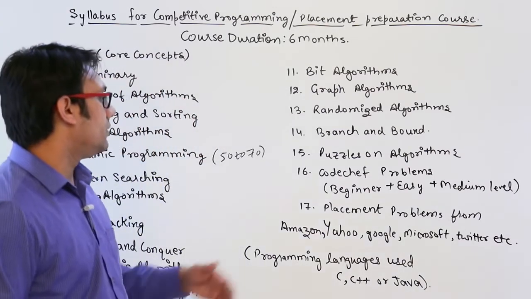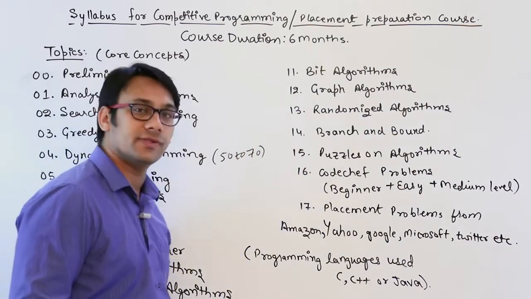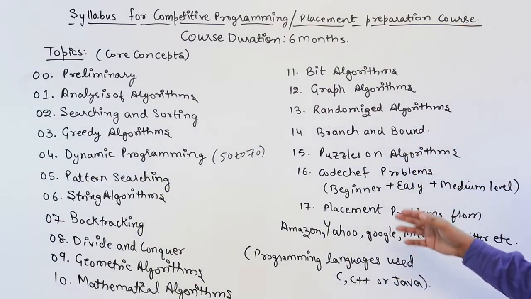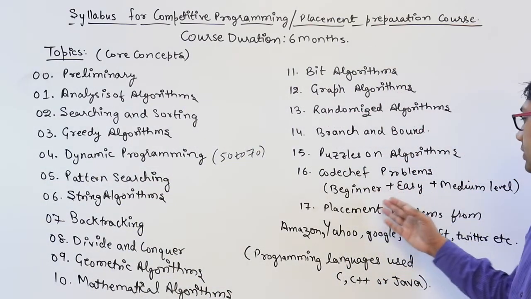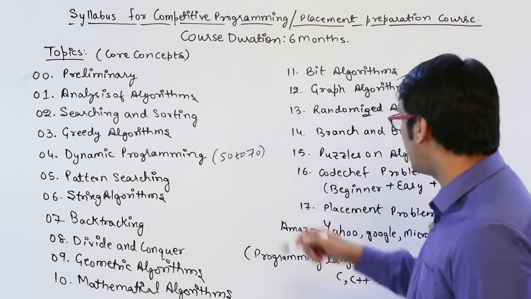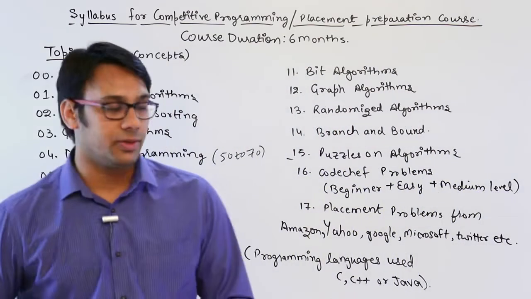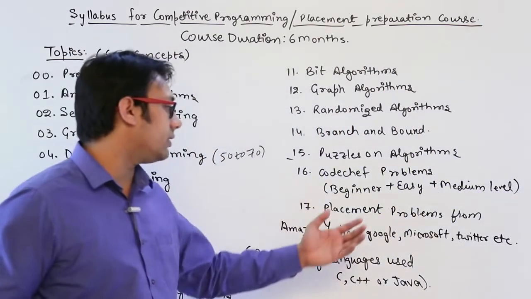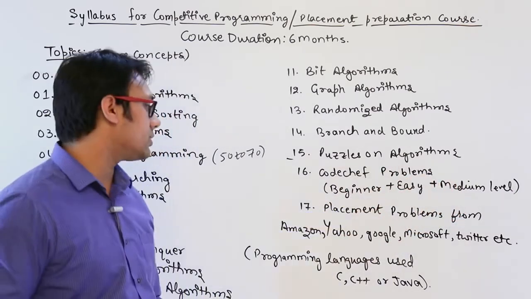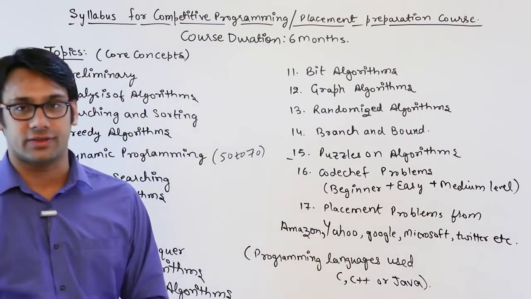Then we will be having puzzles on algorithms. These are some standard puzzles which we cover, and then we'll be taking problems from CodeChef, that is beginner plus easy plus advanced level problems. I guess by this point you will be able to solve most of the problems in CodeChef which are at beginner level, and we are going to take problems from easy and medium level, some difficult problems, and then we are going to take the placement problems from Amazon, Yahoo, Google, etc.